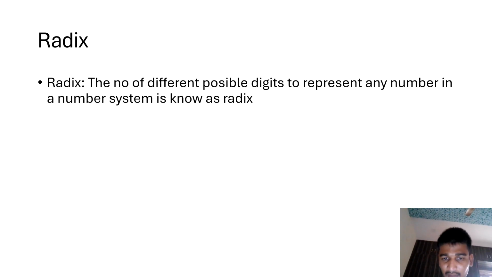Radix: the number of different possible digits representing any number in a number system is known as radix. That means the number of different possible digits, like 10, 11, that we take to represent it. If we want to represent in radix, we take many, like binary, hexadecimal, and we have some things to see.